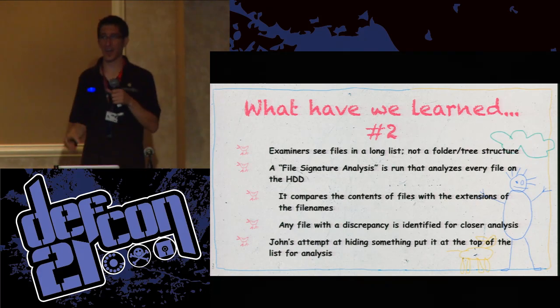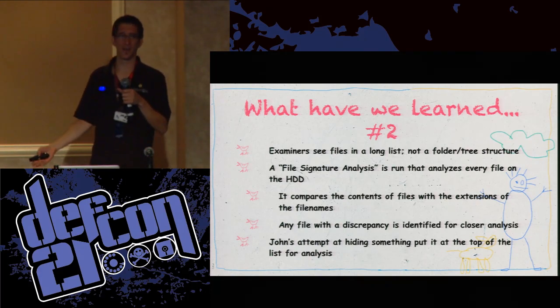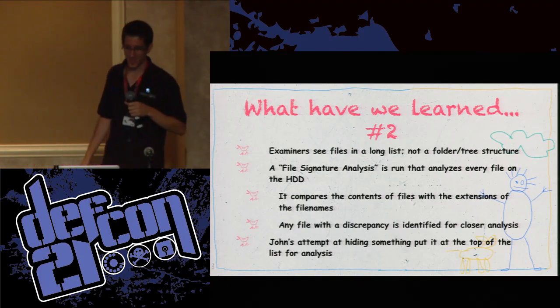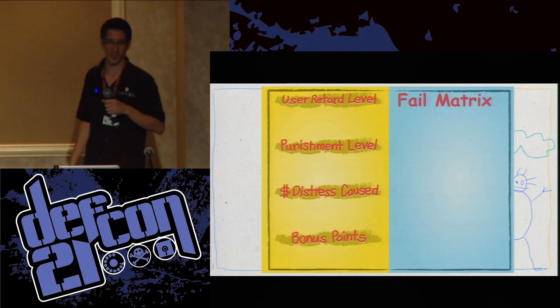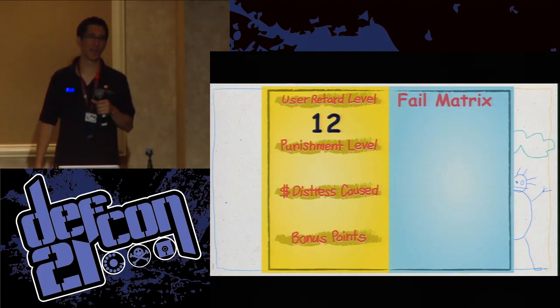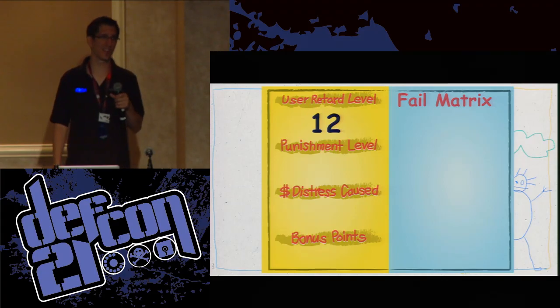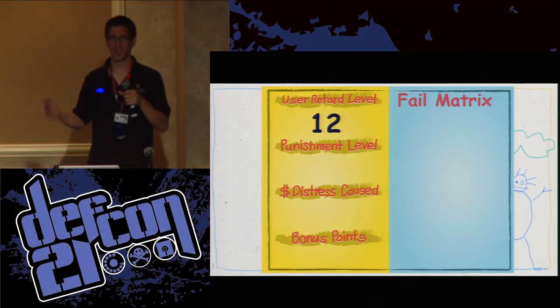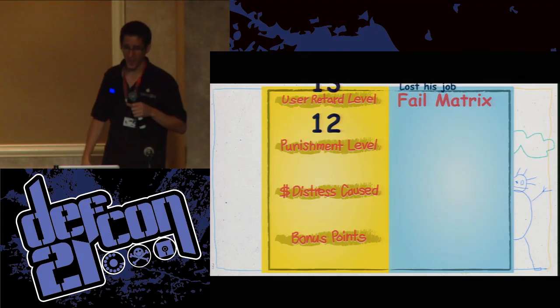So if you're going to hide something, don't just change a file name. That doesn't hide something. That makes me want to look at it even more. All right, so the fail matrix. The user level, I would say 12, because again, renaming a file is not data hiding. If you want to do real data hiding, you should have come to my ACL steganography talk.